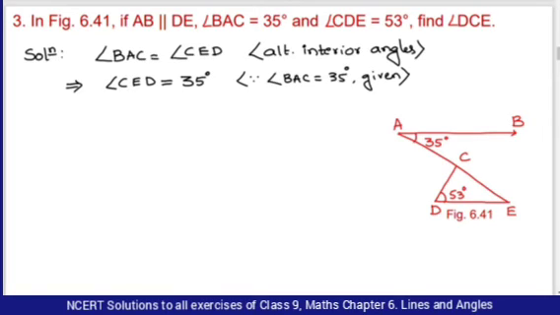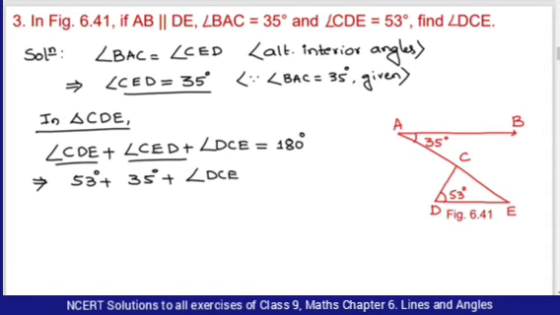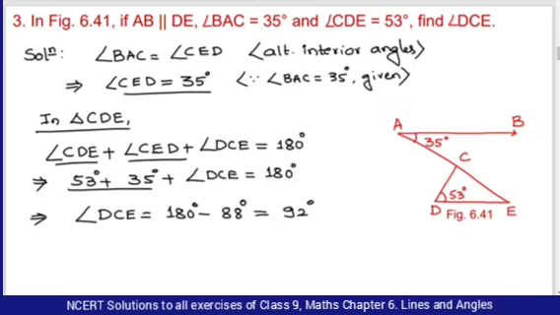Now, in triangle CDE, the sum of the angles in a triangle is 180 degrees. That is, angle CDE plus angle CED plus angle DCE is equal to 180 degrees. So, angle CDE is 53 plus CED is 35 degrees plus angle DCE is equal to 180. Then angle DCE is equal to 180 minus 88, which is equal to 92 degrees. So we got angle DCE is equal to 92 degrees.